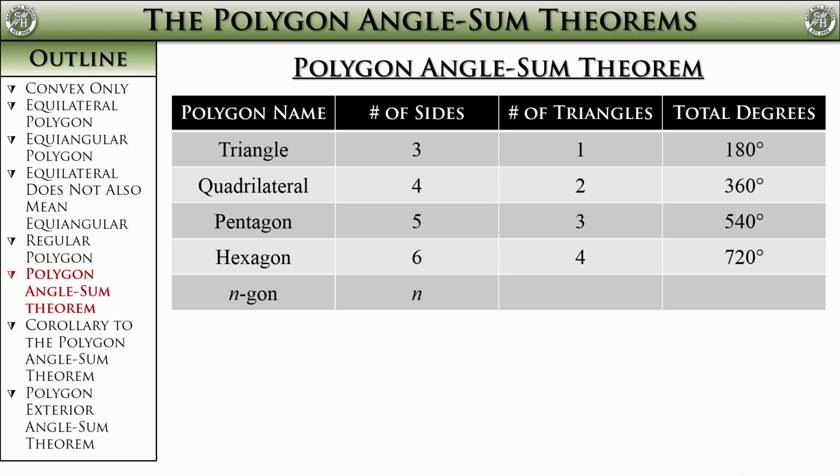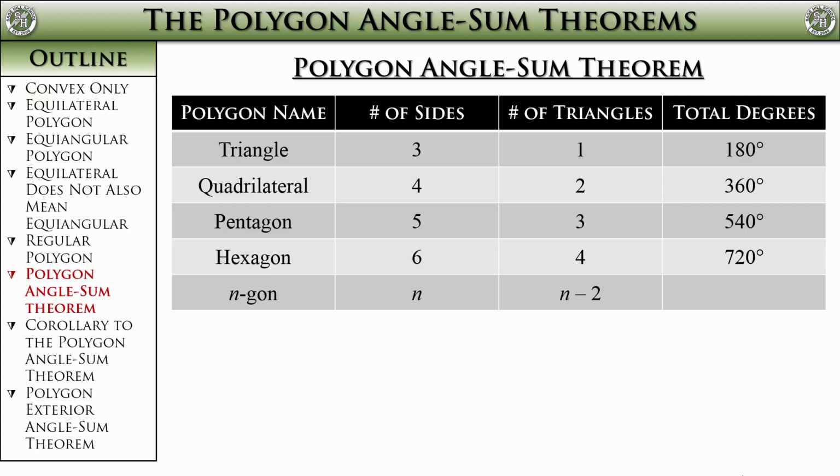Which brings us to the pattern. Use your inductive reasoning skills. What comes next? Look at how the number of triangles compares to the number of sides. The number of triangles was always 2 less than the number of sides. So if we had n sides, the number of triangles must be n minus 2.